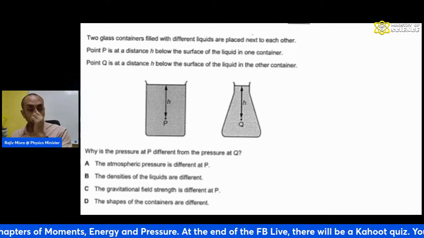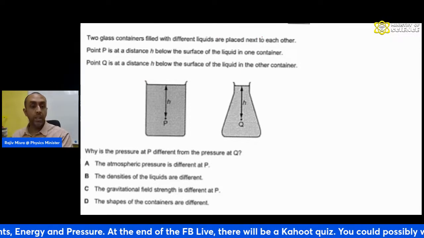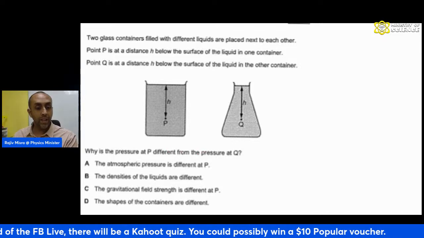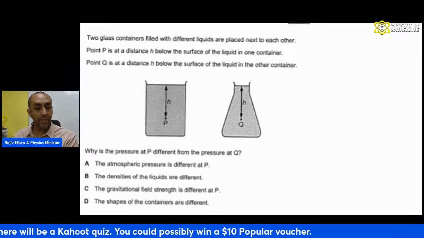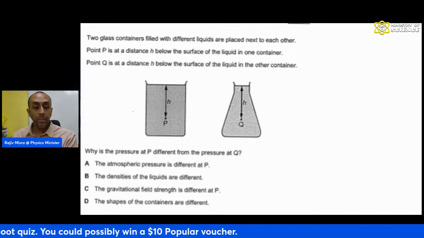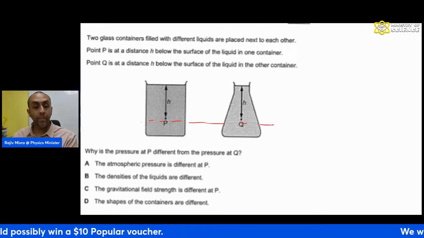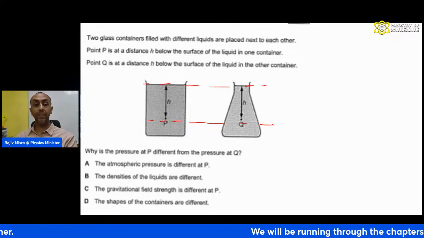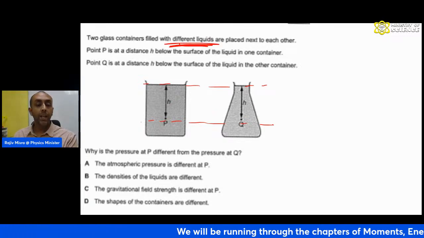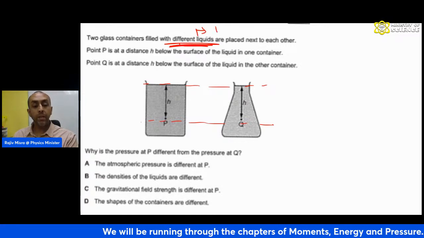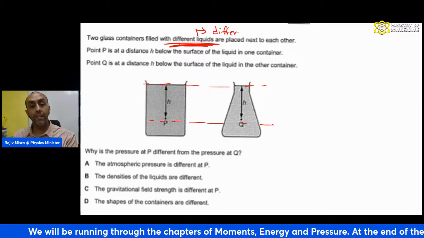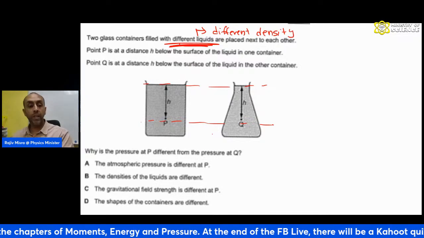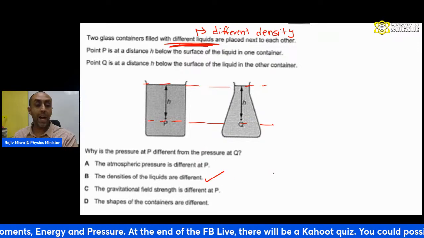Now, two glass containers filled with different liquids are placed next to each other. Why is the pressure at P different from the pressure at Q? Now, because the vertical heights are the same, then by right, the pressure should be the same. But it could be that because they have different liquids, right, you must remember that your densities are different. So that's the reason why the pressure is different. The density of the liquids are different.